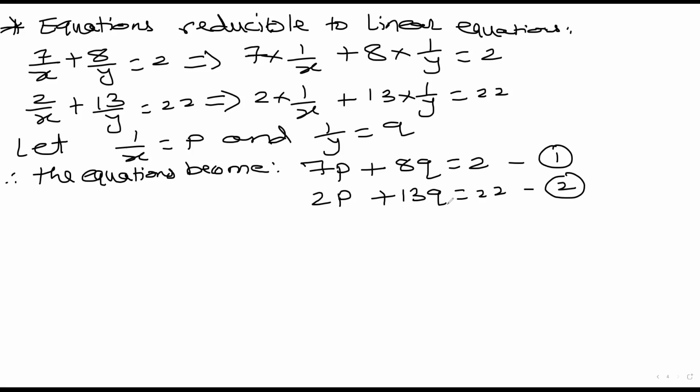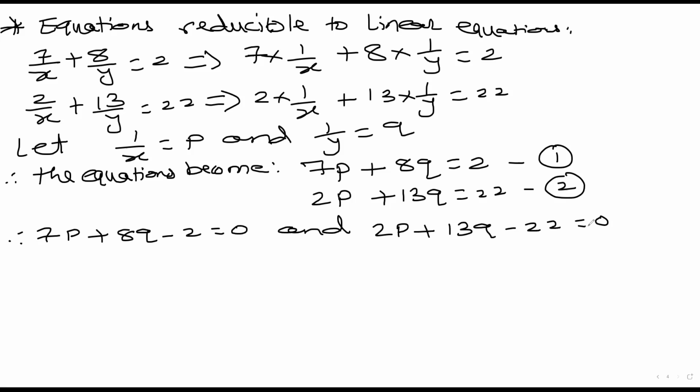Cross multiplication. All right, let us use that. So basically, we have 7p plus 8q minus 2 is equal to 0. Follow that. This is very important. You have to take the constant to the left hand side, I mean all the terms on the one side. So you have 2p plus 13q minus 22 equal to 0.